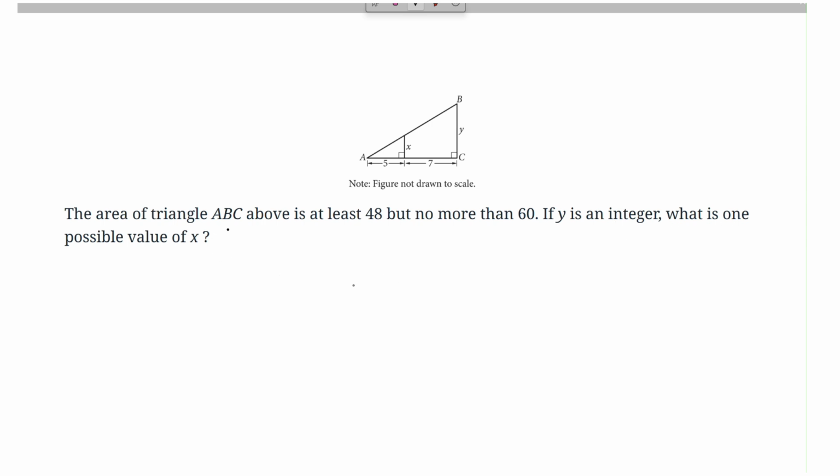So let's say the area of this triangle is A, then it must be greater than or equal to 48 but less than or equal to 60. It is what the question is saying.